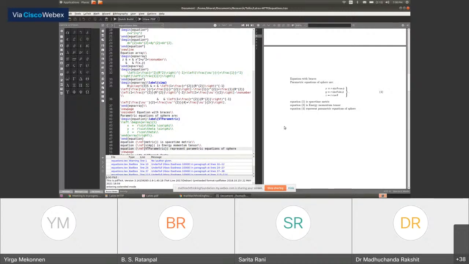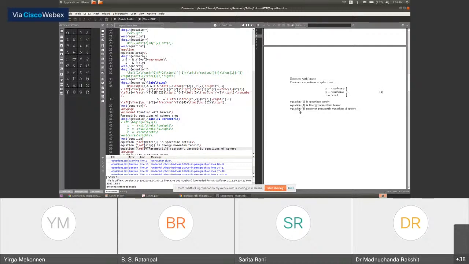Now, what is the advantage of this kind of labeling and retrieving? Later on, if we think that one more equation should be included between equation 2 and 3, the numbering of the equations will be automatically changed. Once the label is given, the same label is used. So if I write another equation between 1 and 3, the equation number will change automatically over here, since the labels are the same.